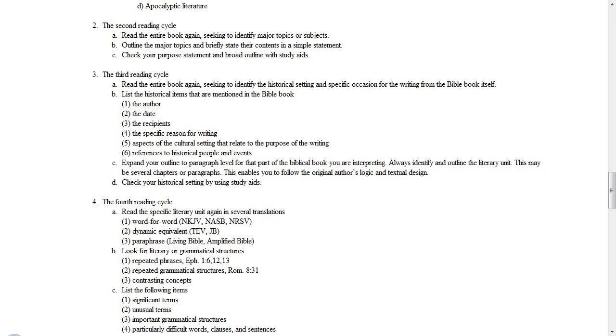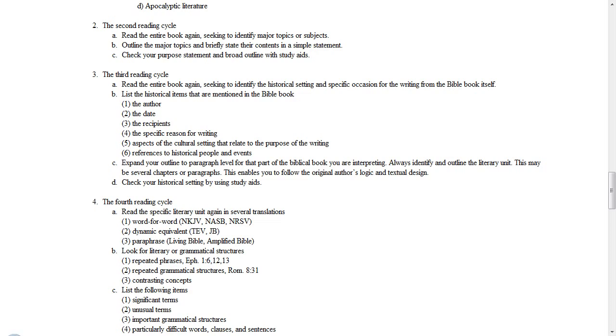Number 1 being the author, the date, the recipients, and the specific reason for writing. The aspects of the cultural setting that relate to the purpose of the writing, and the references to the historical people and events. Now, at this point, you're going to take your outline and expand it to paragraph level for that part of the biblical book you're interpreting.